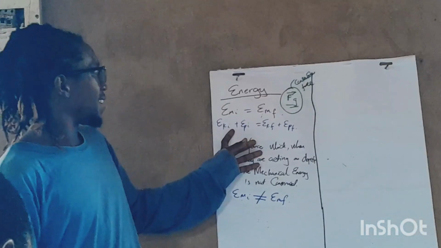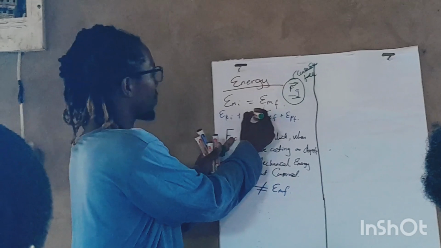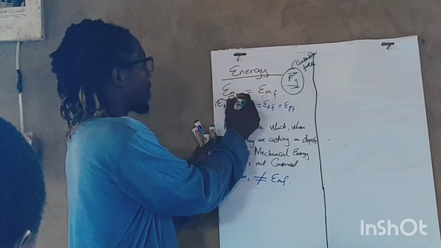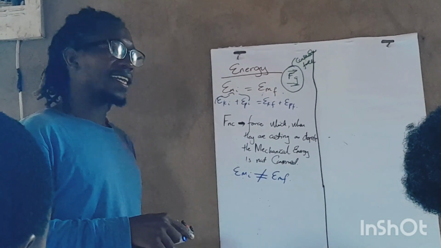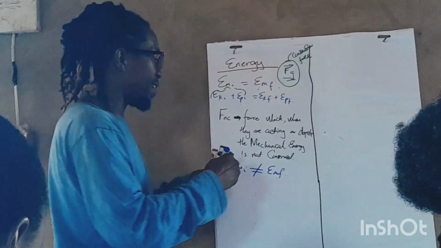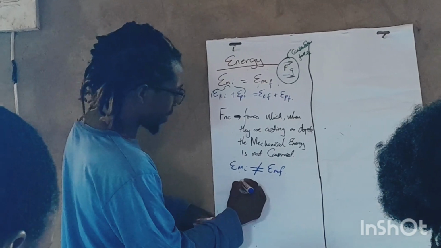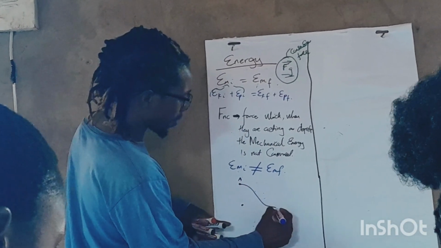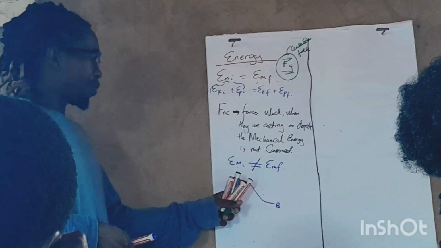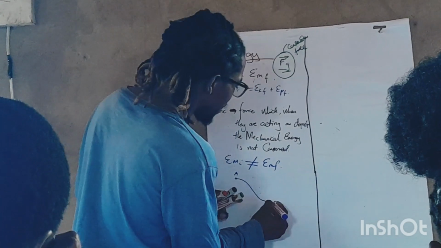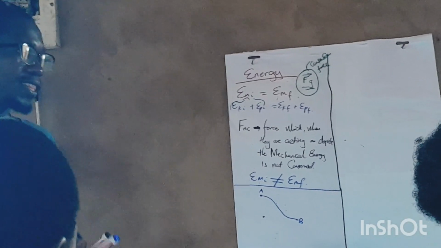Right? So it means that EK plus EP, these ones give us what? EM, right? So EM initial is EK initial plus EP initial, right? So if we are having an object, let's say here at A, and this object is moving to point B like this, the movement of the object from point A to point B is conserved when we are having only gravitational force acting on this object, right?